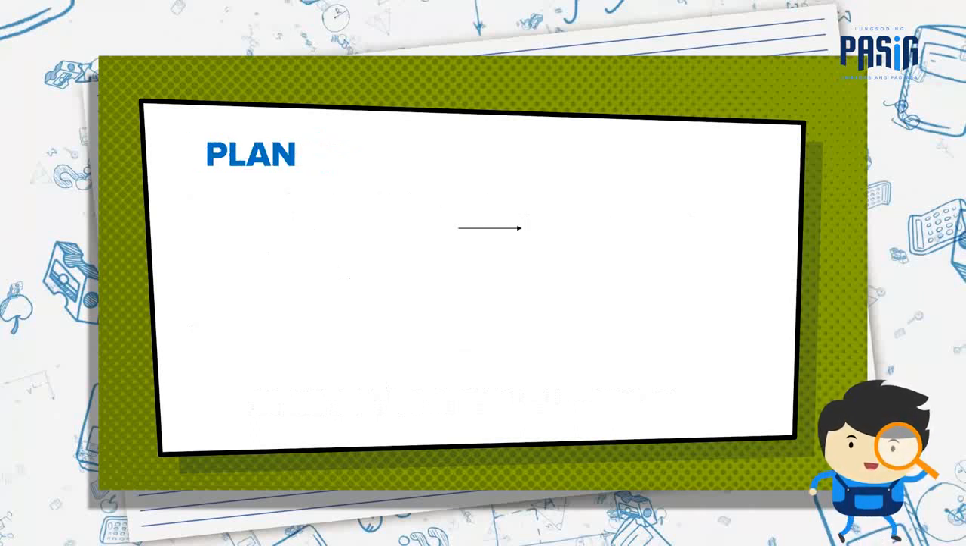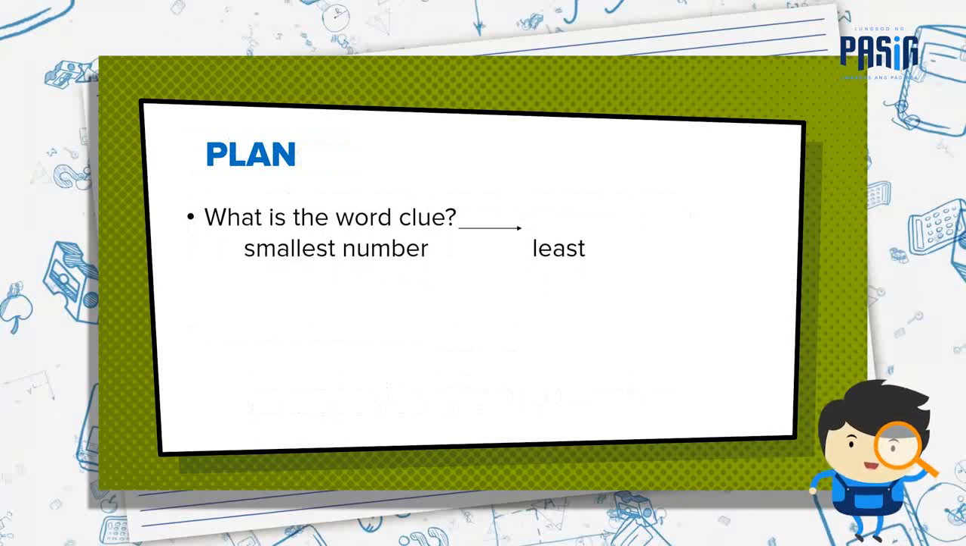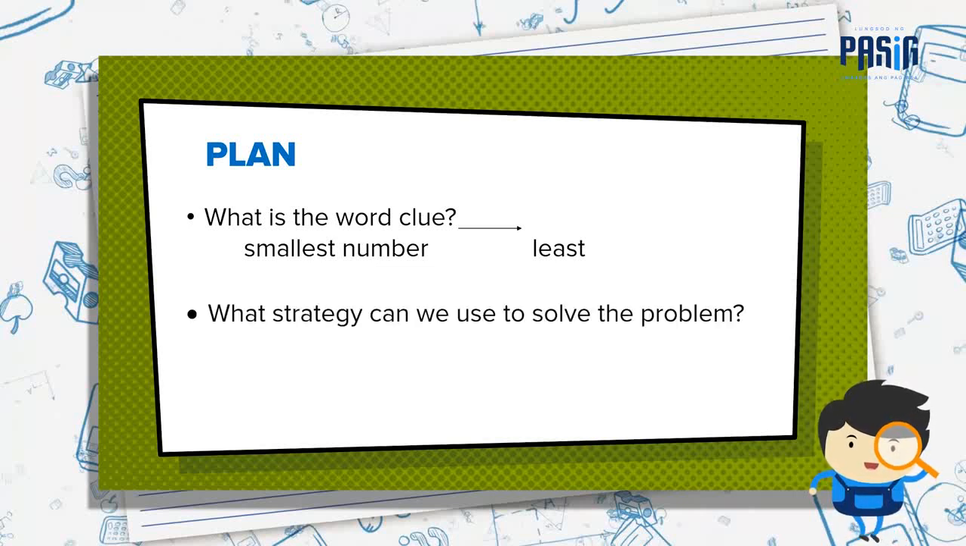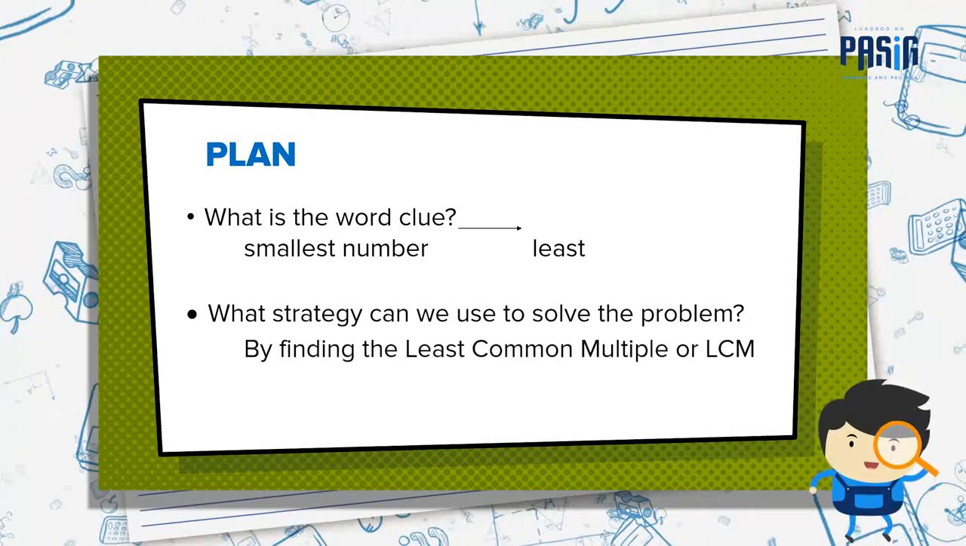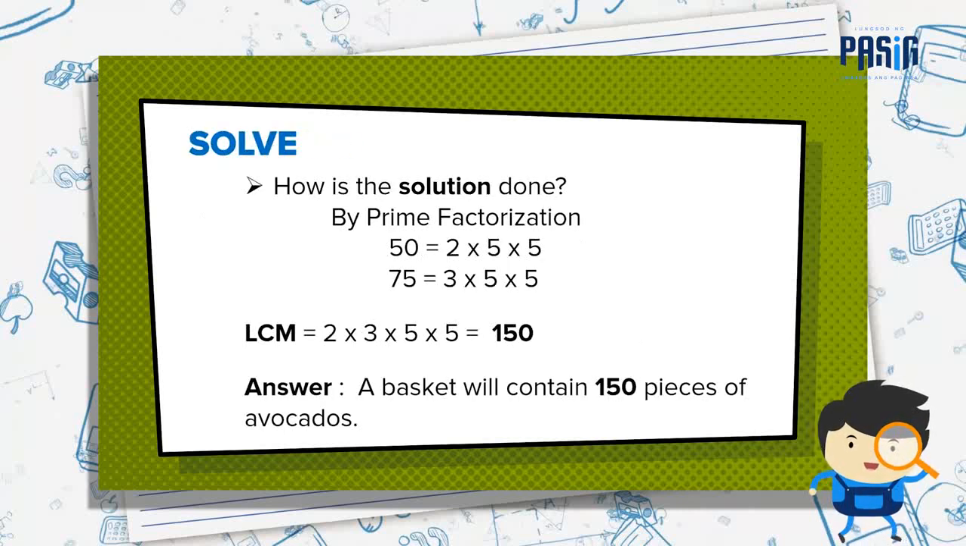Step 2, plan. You need to look for a word clue. What is the word clue in our problem earlier? In this problem, the word clue is smallest number. Words such as smallest number or least means that you need to find the LCM or the least common multiple of the given number. So, to solve this problem, you need to find the LCM or the least common multiple of 50 and 75. Step 3, solve.